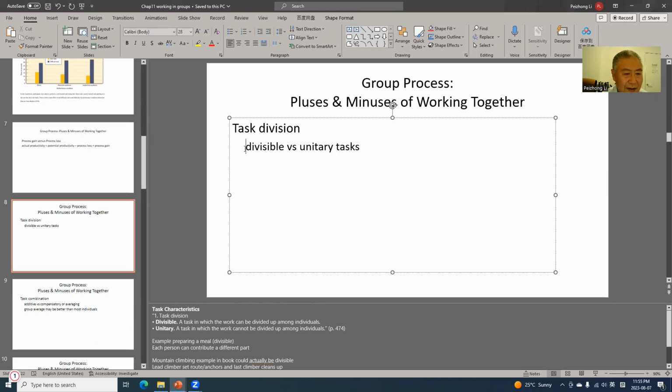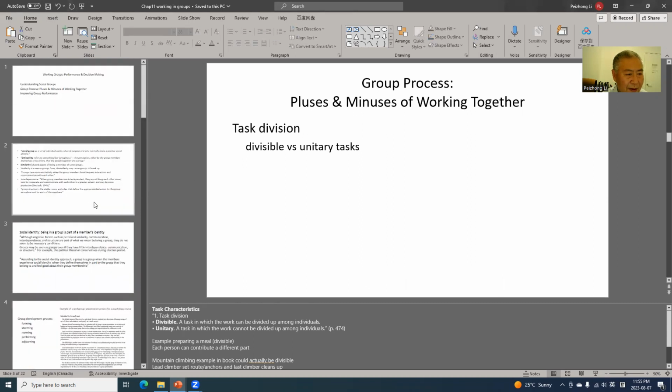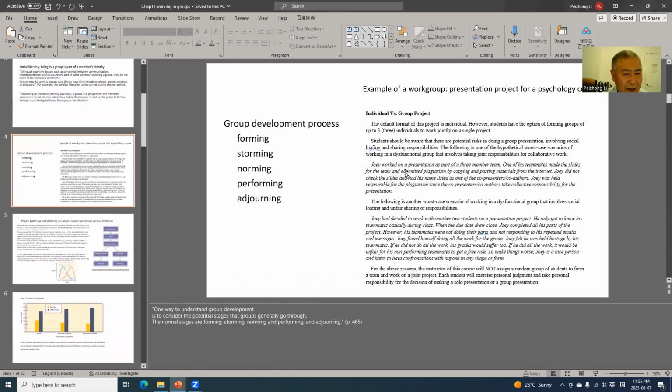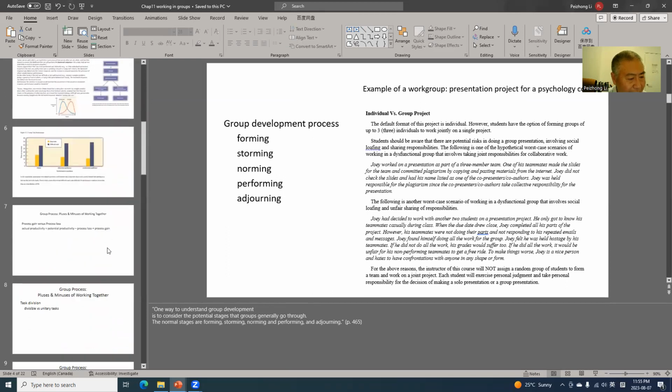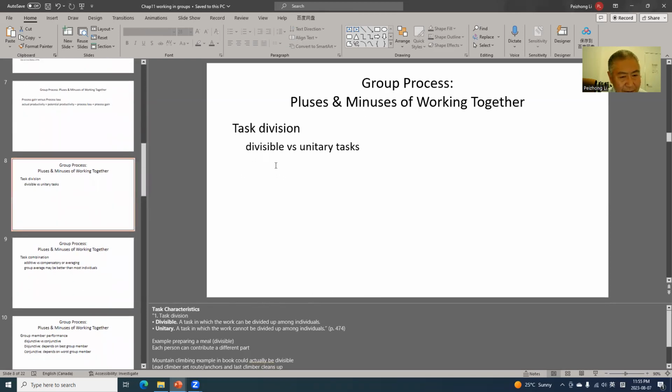Some tasks are divisible. For example, in the example about Joey, he was in a group and they were doing a presentation. This presentation task is divisible. One part of it is making the slides. Another part may be doing the presentation and recording it. And another part of the total task is finding the materials and doing the literature review. So some tasks are divisible, some tasks are unitary.